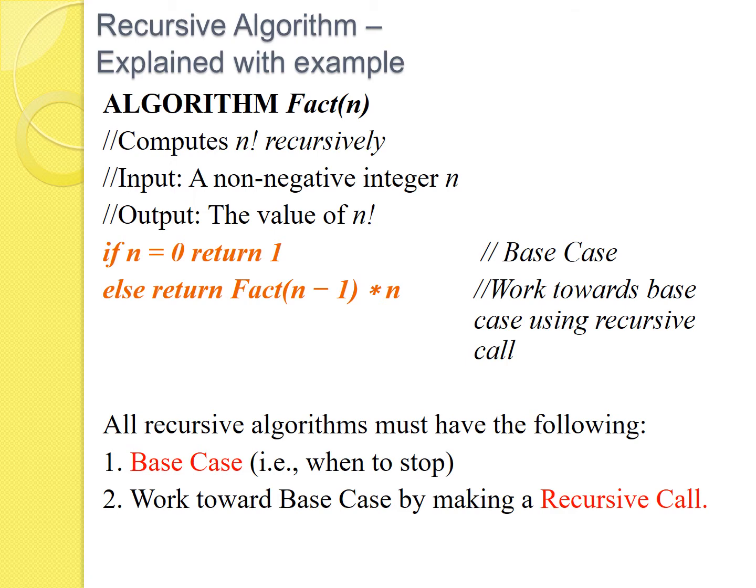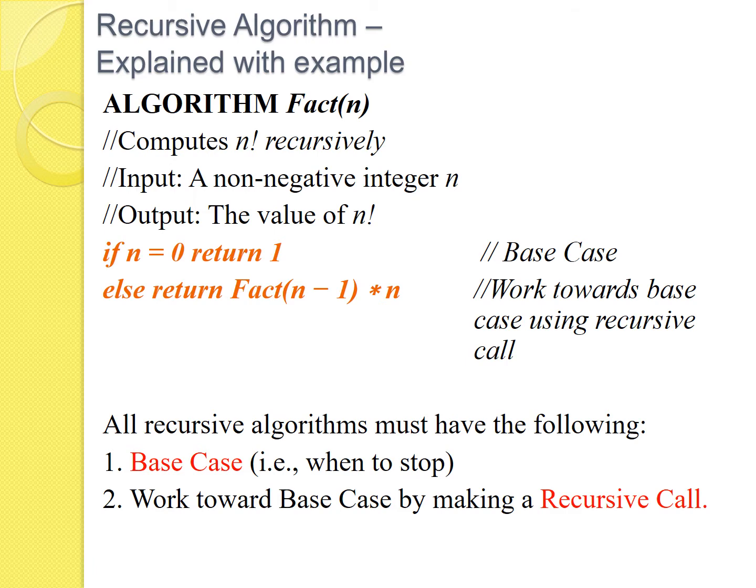Recursive algorithms contain a call to itself. A classic example of a recursive algorithm is finding the factorial of a non-negative integer. The algorithm fact(n) gets a non-negative integer n as input. The output of the algorithm fact is the factorial value of n.